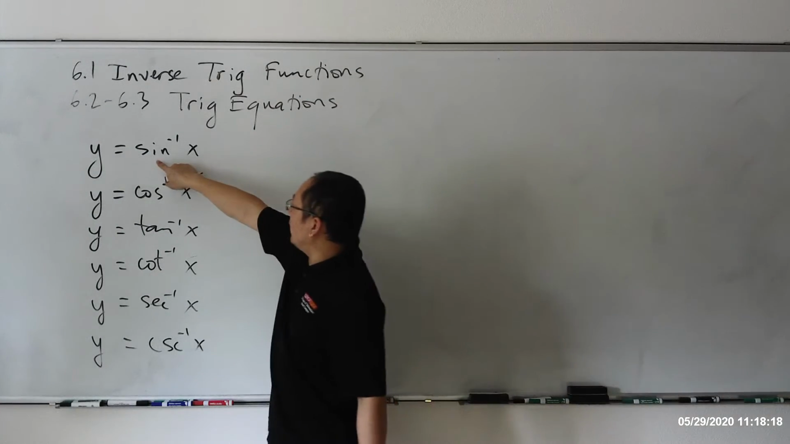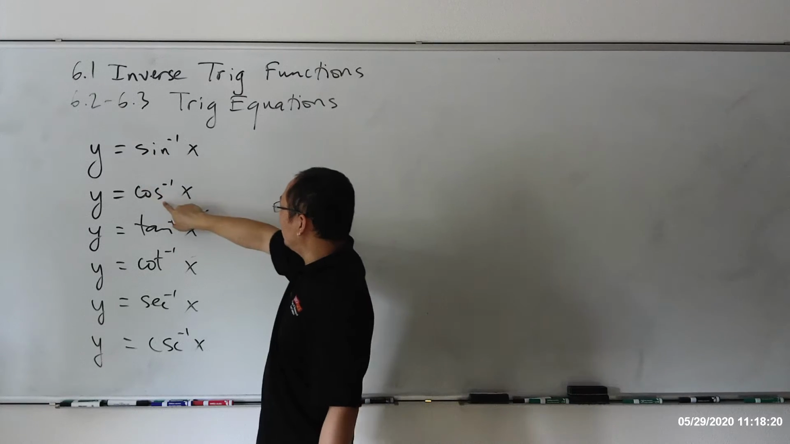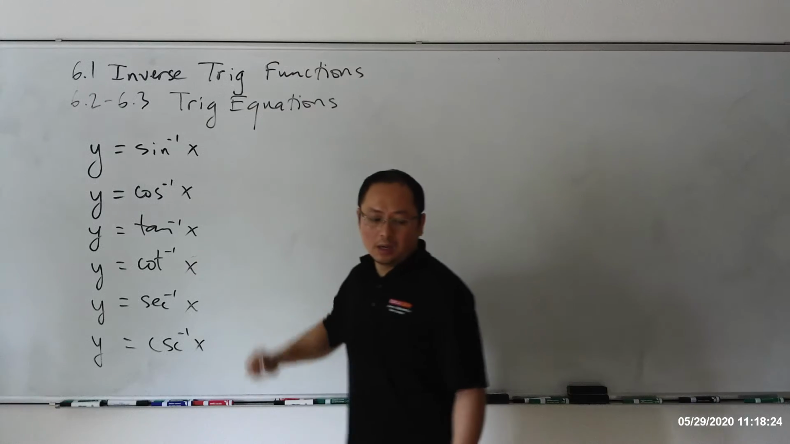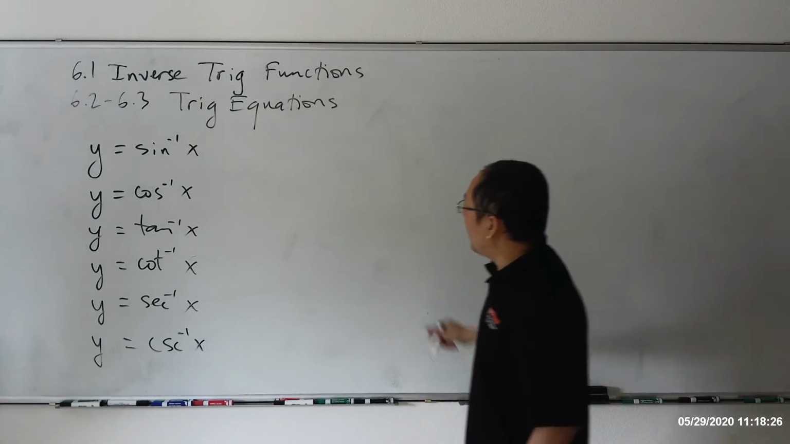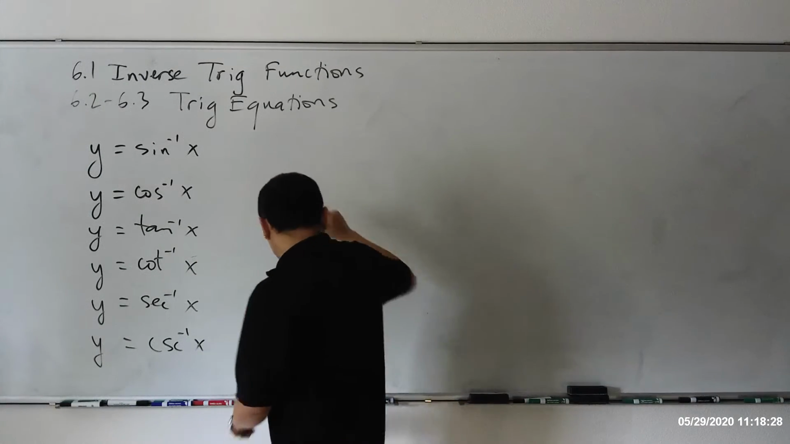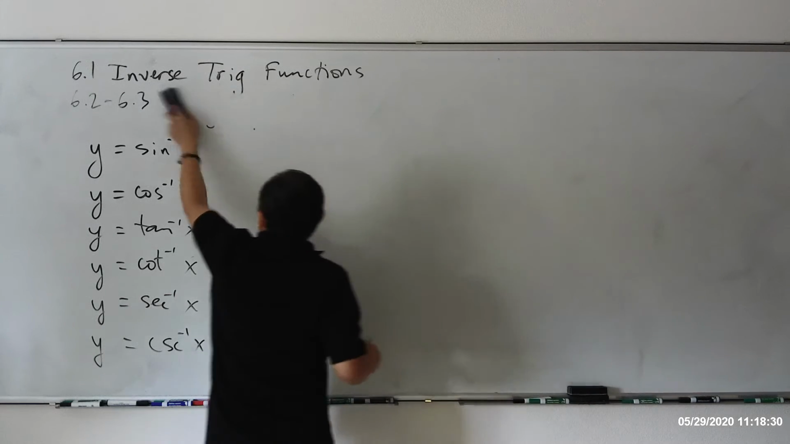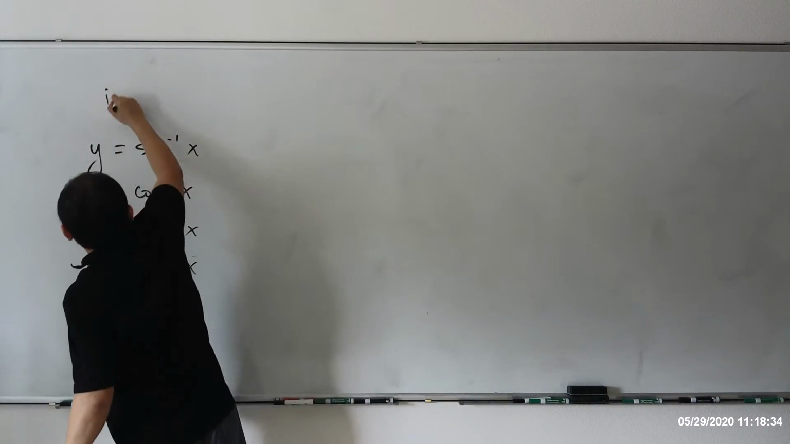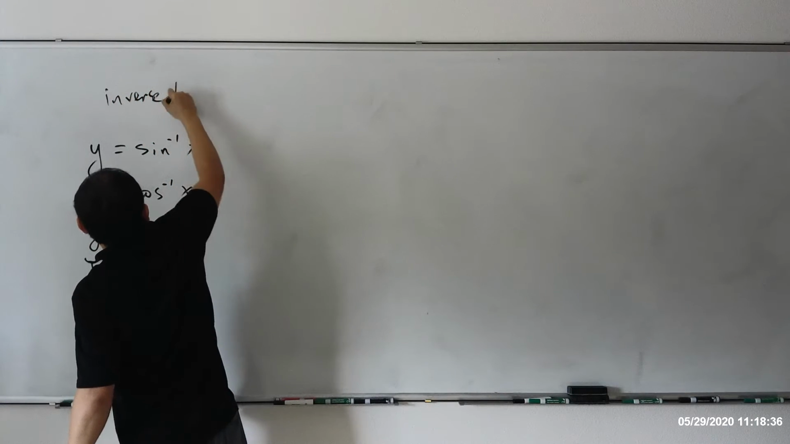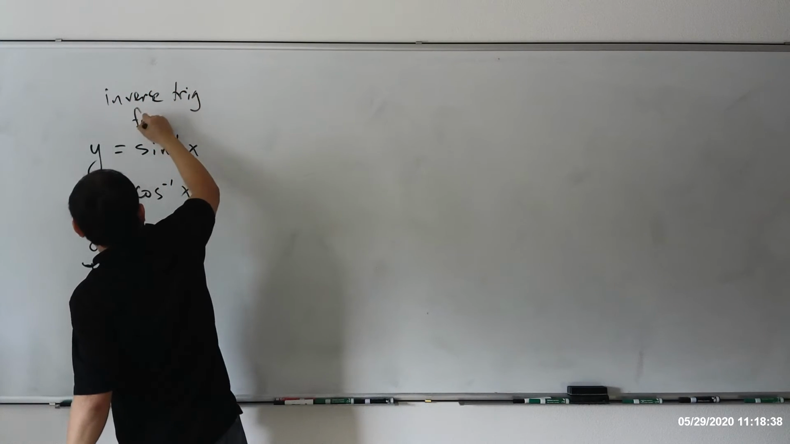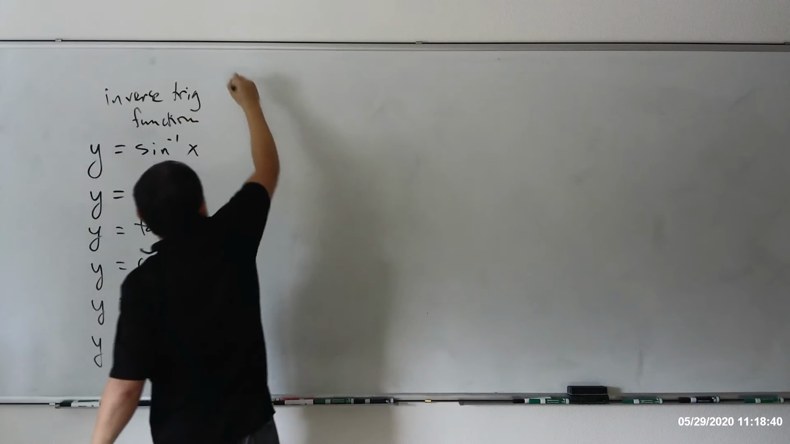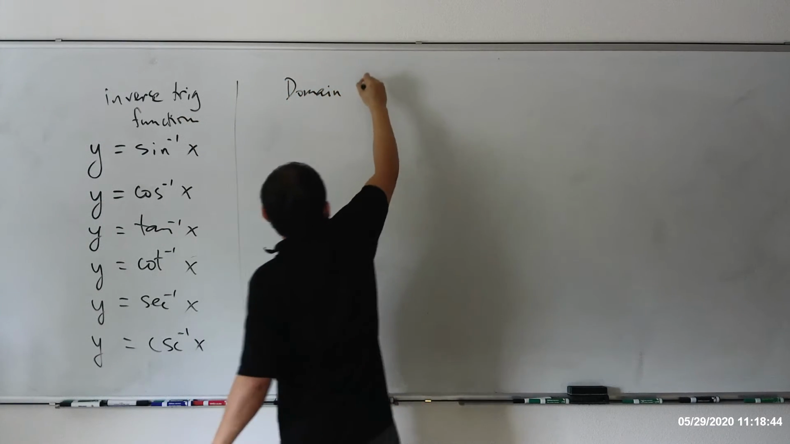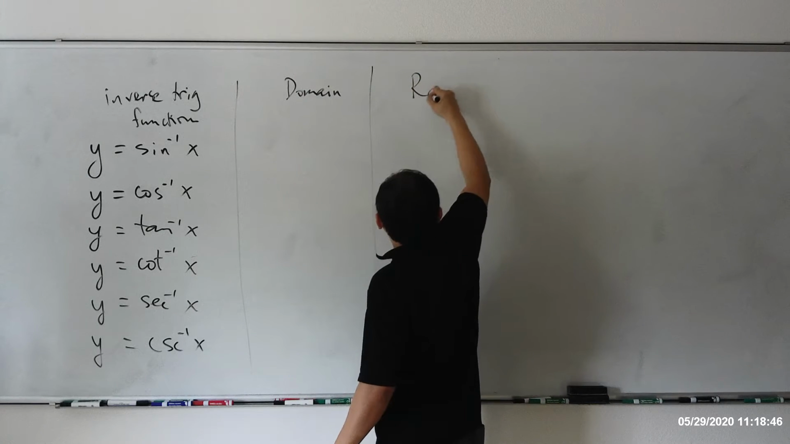And by the way, this means x equal to sine y. This means x equal to cosine y. This means x equal to tangent y, and so forth and so on. And the domain is this. Let me erase that part. This is the inverse trig function. We talk about the domain, and then talk about the range.